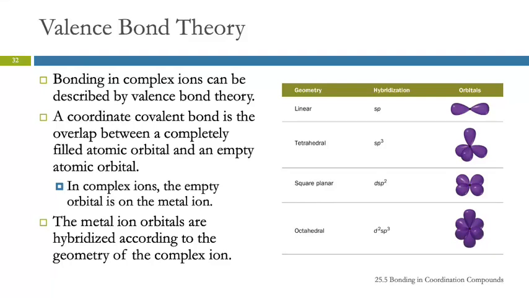We can use valence bond theory to describe the bonding in complex ions. Hopefully you remember a little of this from Chem 1A. So if we have two ligands, the geometry will be linear. We'll have sp hybridization, and those two hybrid orbitals will be across from each other. If there are four, it will be tetrahedral with an sp3 hybridization.